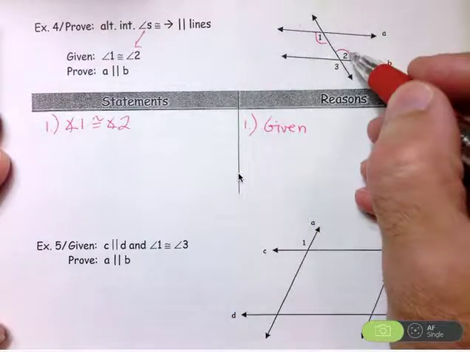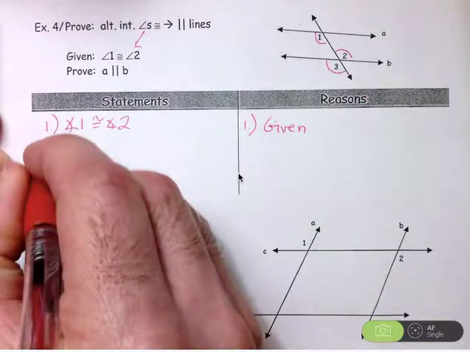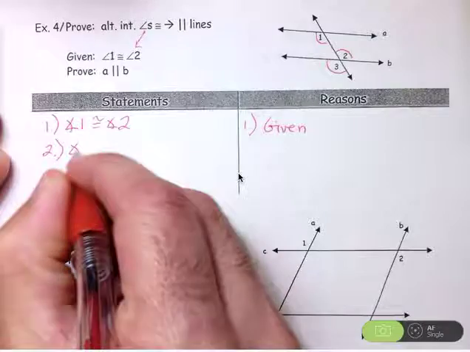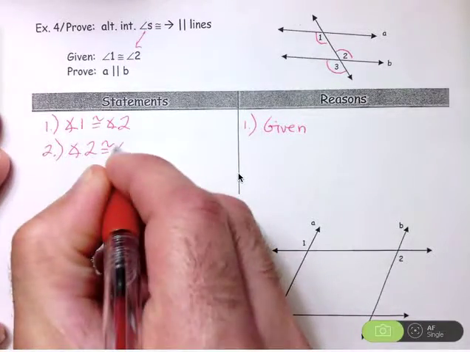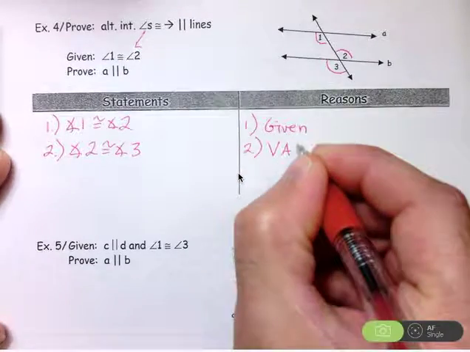And the key up here is to notice that angle 2 and 3 are vertical angles. Those are congruent to one another. So I can say that angle 2 is congruent to angle 3. That's the vertical angle theorem.